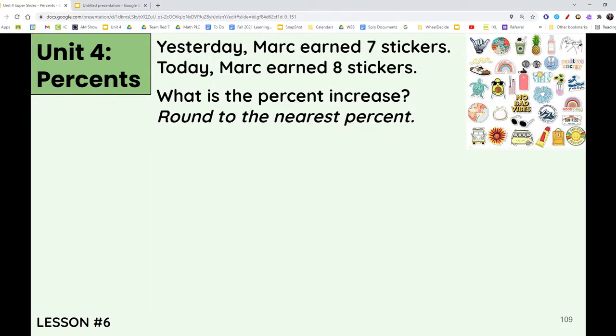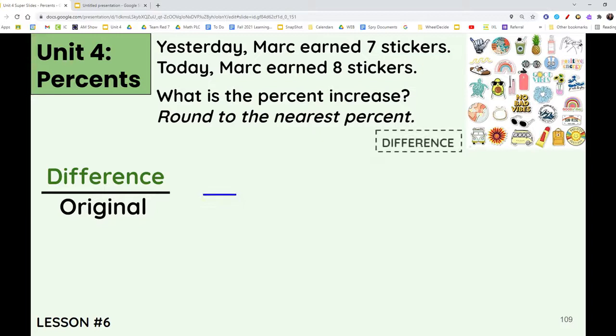Yesterday, Mark earned 7 stickers. Today, Mark earned 8 stickers. What is the percent increase? Round to the nearest percent. So we're going to do difference over original. So what is the difference between those two amounts of stickers? Just 1. So 1 is going to go into the numerator.